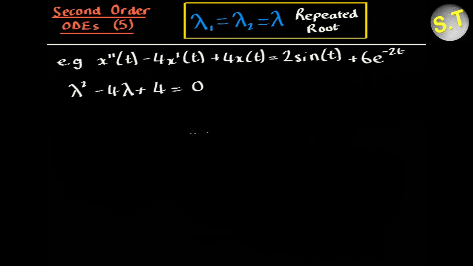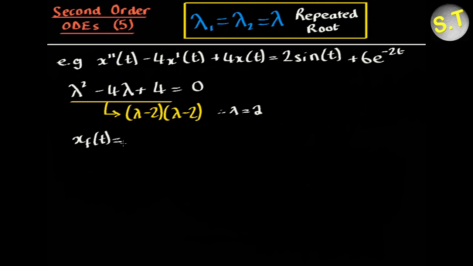So we can either use our quadratic formula here, or we can just use factorization. And this is quite a simple example, so we can see straight away that this factorizes to lambda minus 2 times lambda minus 2. So therefore lambda is equal to positive 2. And when you have a repeated root, the general formula for the solution of the lambda equation is going to be equal to, we'll call it our fundamental solution, some constant c1 times e to the lambda t plus another constant c2 times t e to the lambda t.